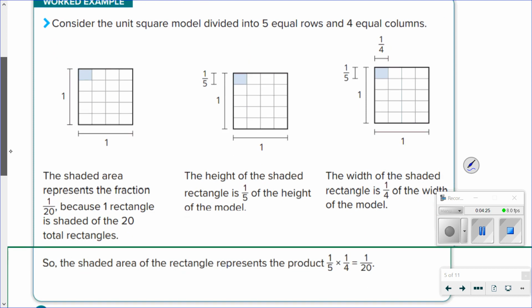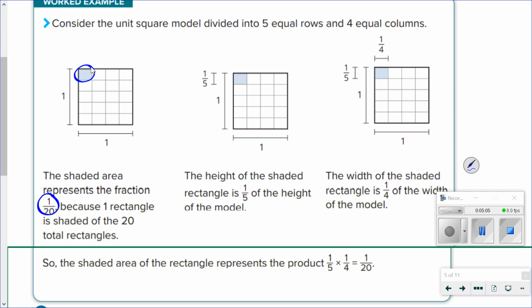So let's look at our unit square models. If we divide it into 5 equal rows and 4 equal columns, and then I just color in just the 1. So if I look at this as the answer of it, what would the answer be? How many blocks are shaded out of the total? Mahana? It's 4 by 5. 1 out of 20. So that represents the total that is shaded, 1 out of 20. Does everybody see that? Anybody not see that?